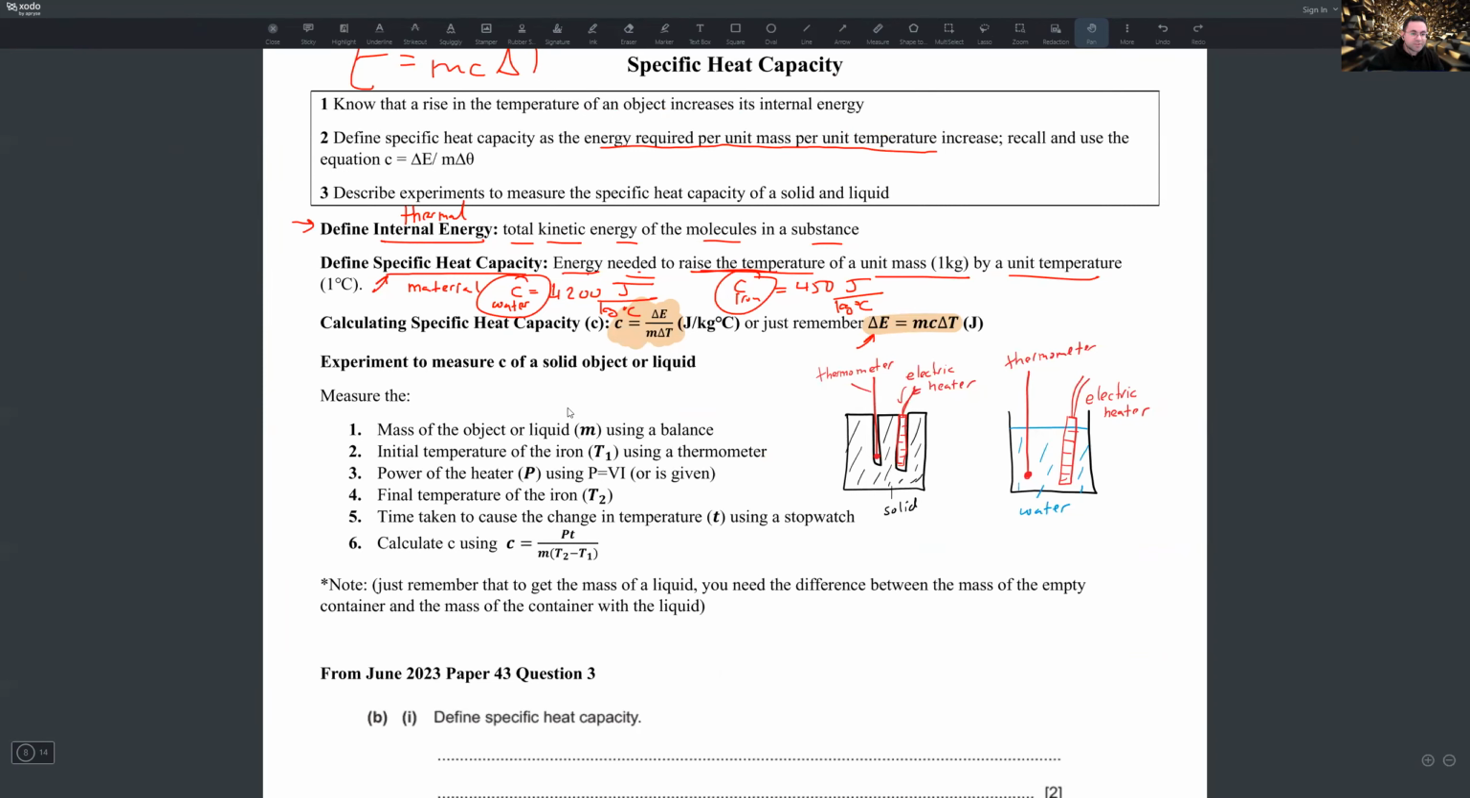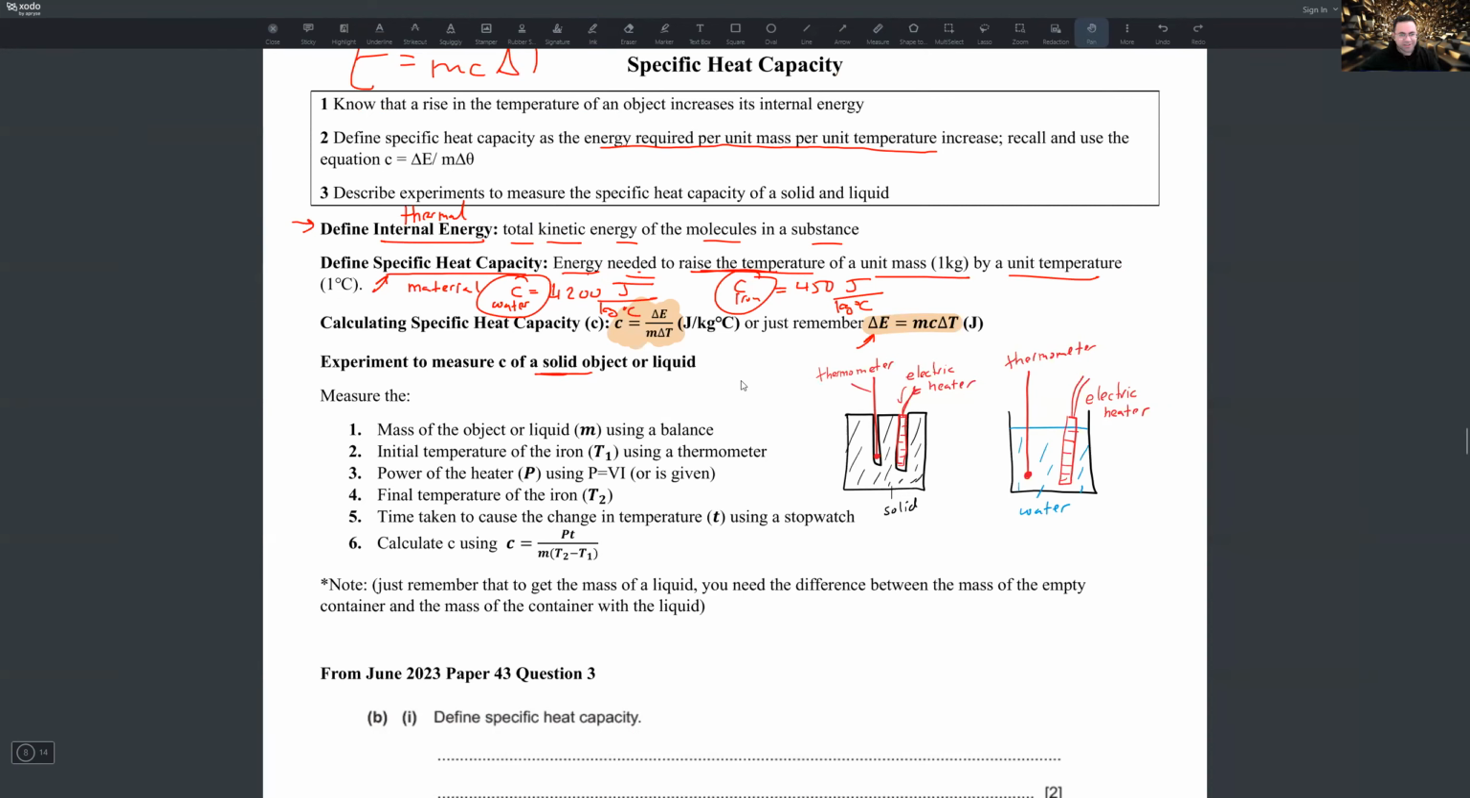Let's talk about the experiment needed to measure the specific heat capacity of a solid object or a liquid بقى. Because this is the last checklist point هنا. Describe experiments to measure the specific heat capacity of a solid or a liquid. So and the liquid. قصدي ايه بقى? If I want to measure the specific heat capacity, think of the equation first.